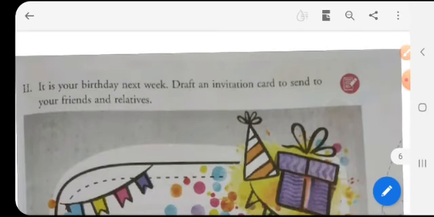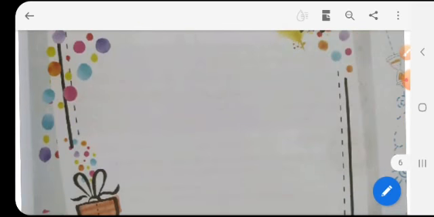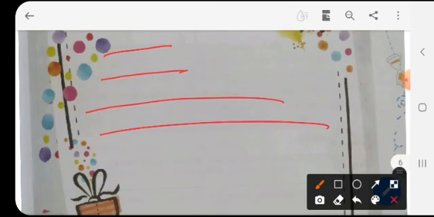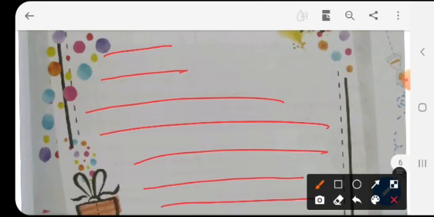This is done, and now here is some play work that you can do when you come to school. It is your birthday next week. Draft an invitation card to send to your friends and relatives. Here you have to write an invitation card to your friend and relative. This is the space given; draw lines and write the invitation card inviting your friend to your birthday party, at what date, where you have organized it and at what time. These 3 things must be mentioned in your invitation card.